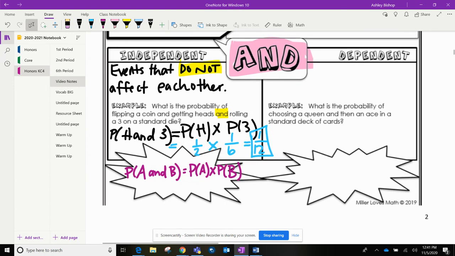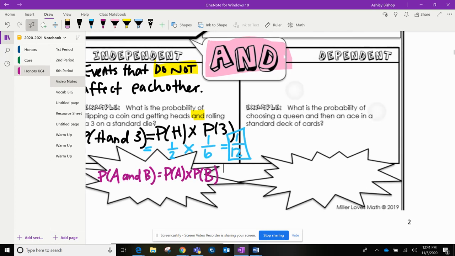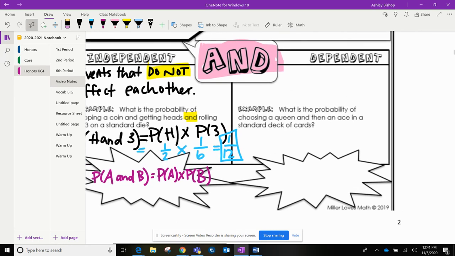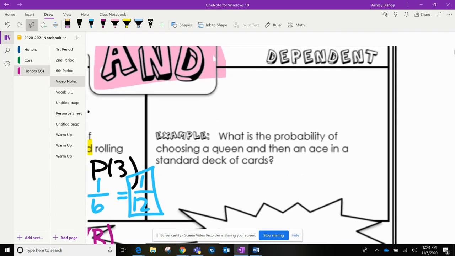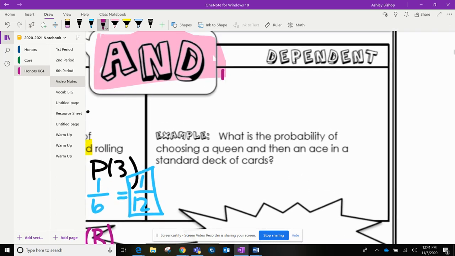On the contrary to independent, we're also going to have problems where there are dependent events. And I'm sure you can guess what this means, but dependent events are events that do affect each other.